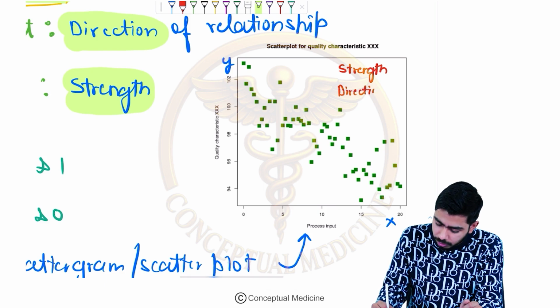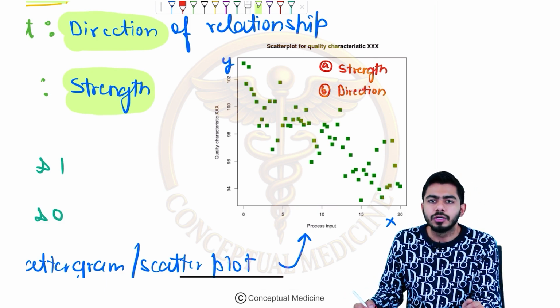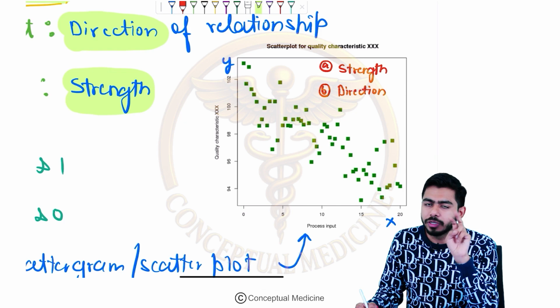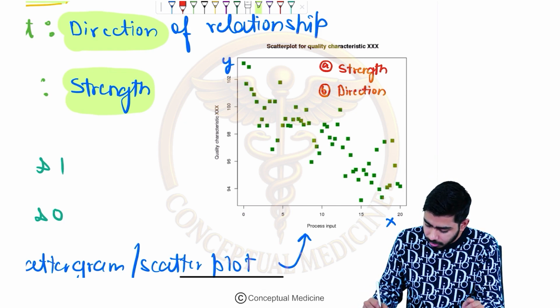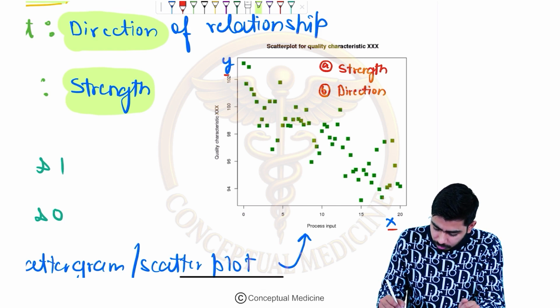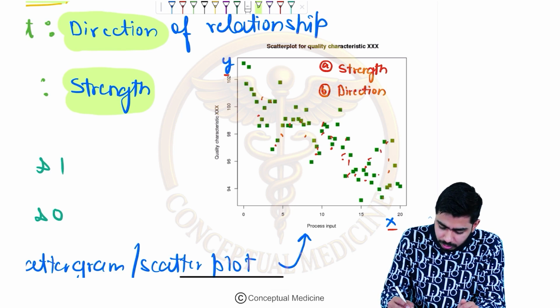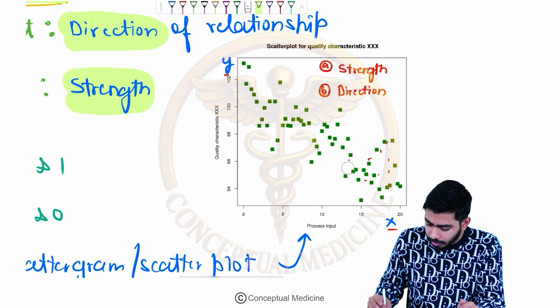I told you guys already about strength. So we are talking about the strength and direction of the relationship between the two variables. One variable would be x, the other variable could be y. Here we can see this is just the scatter, the scattergram, and that's why we call it a scattergram or scatter plot.